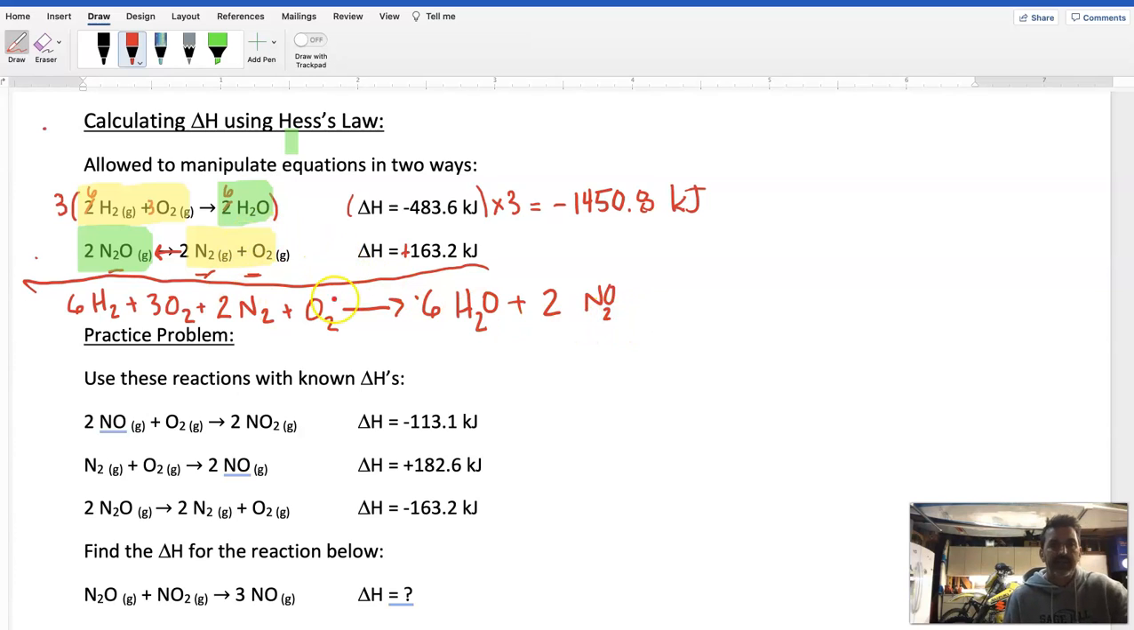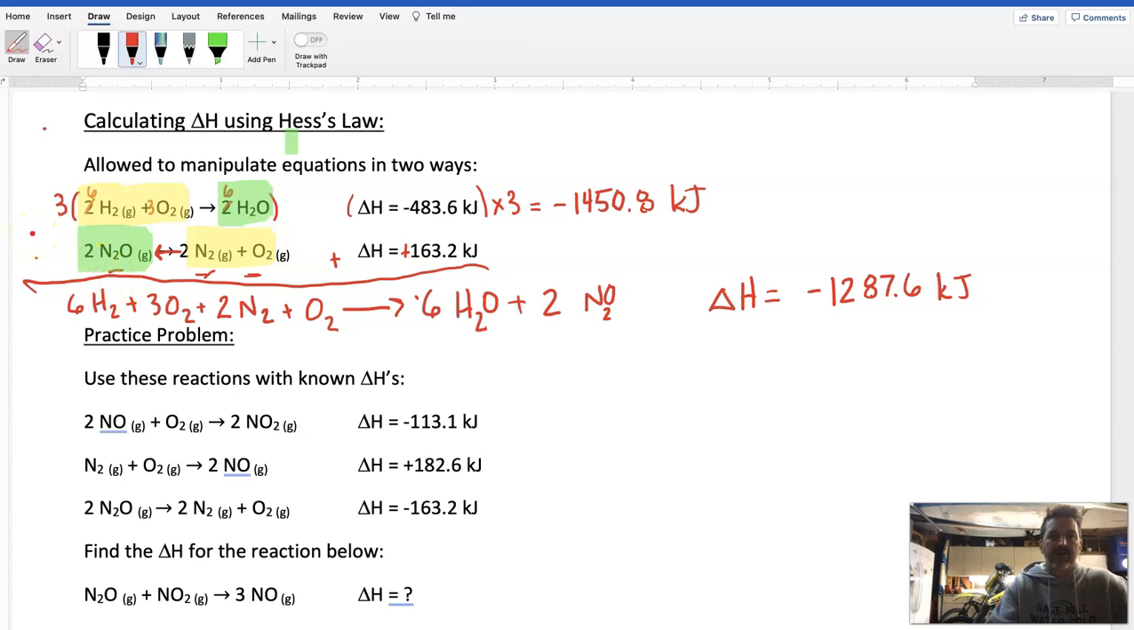Now Hess's law says if you do that, you are also allowed to add the two delta H's together to get the delta H of this reaction that you added together. So if I add negative 1450.8 to positive 163.2, I'm going to get negative 1287.6 kilojoules. Okay, I just added the two delta H's together. Hess's law says if you add the reactions together, you are also allowed to add the delta H's together. And that's really it. Those are the things you're allowed to do.